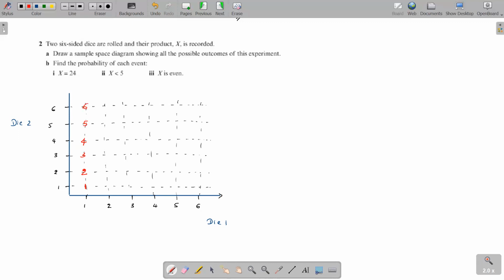So you see what I'm doing here. I'm directly writing the answer that we consider for x. Basically, x is the product.